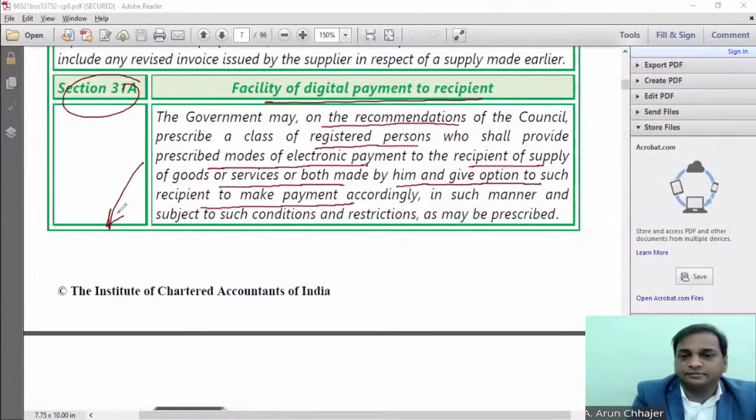We will discuss it in some time. This is basically to promote digital payment. This section is being introduced to promote digital payment.